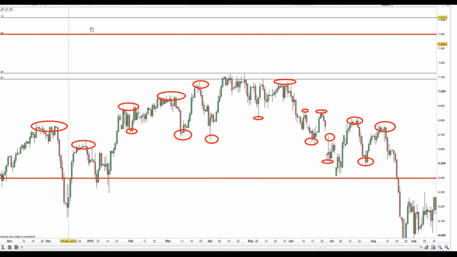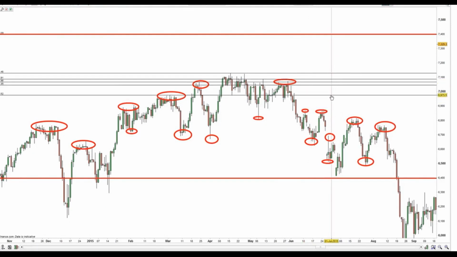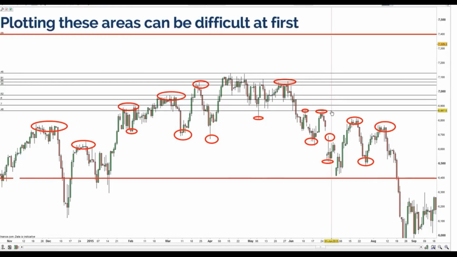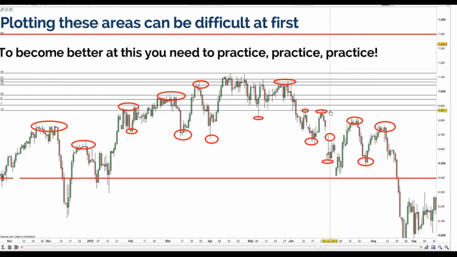And then all we're going to do is work our way down the chart, picking out these reaction points, their lowest and highest levels. Another one here. Another one here. This one has more than just the one reaction from it, which is fantastic as it gives this particular area a little bit more weight in future use.